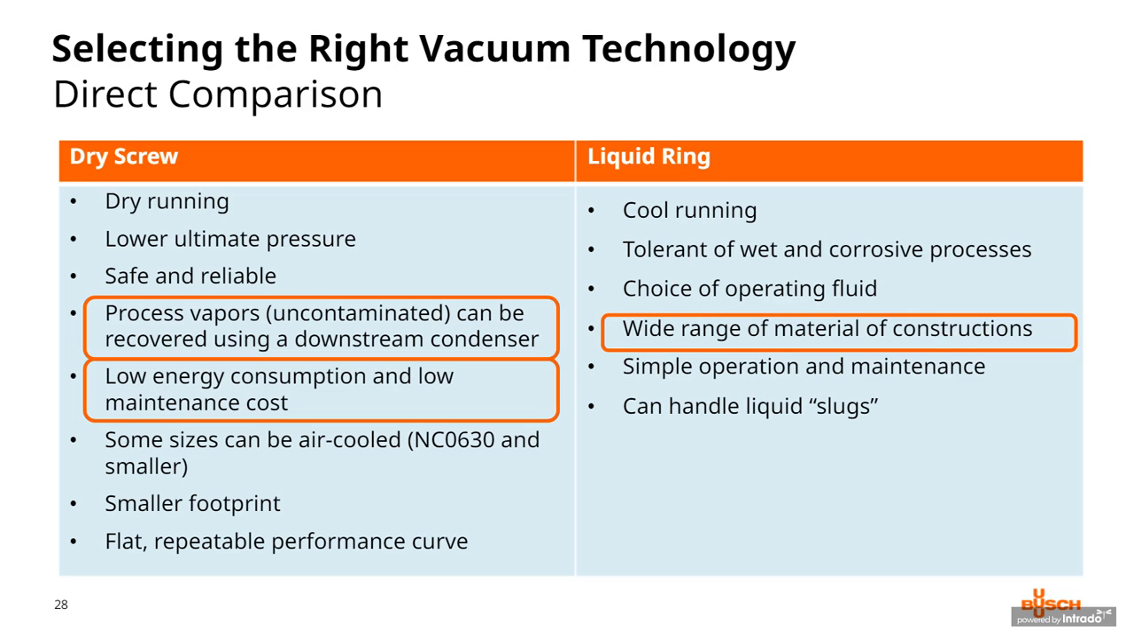Now here we're giving the advantage to the liquid ring pump for the ability to have a wide range of casting materials. Because in this example we had methanol, we're actually able to use the standard cast iron pump with a stainless steel impeller, and that helped us reduce costs.